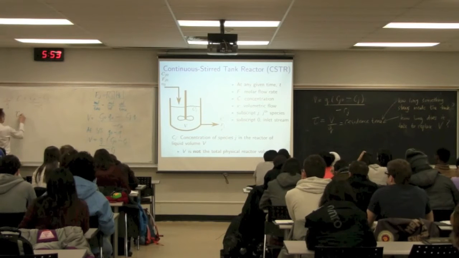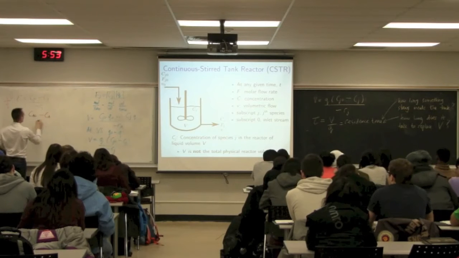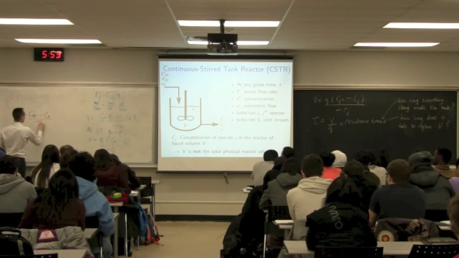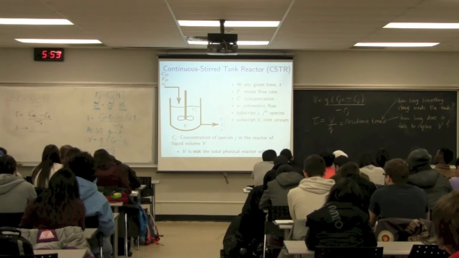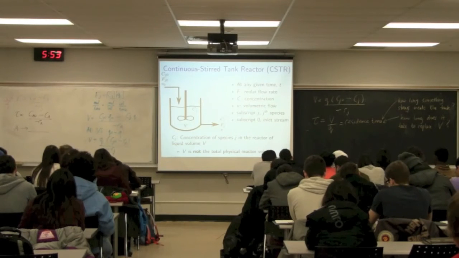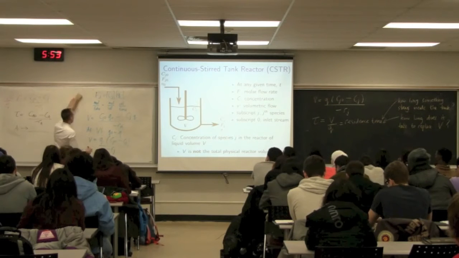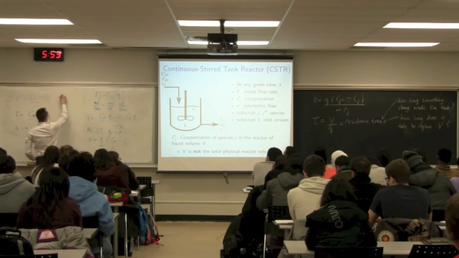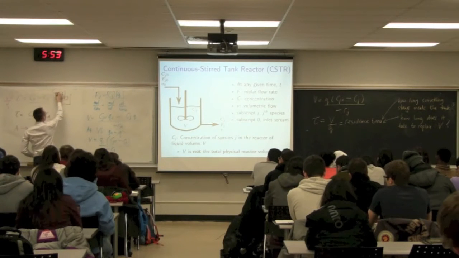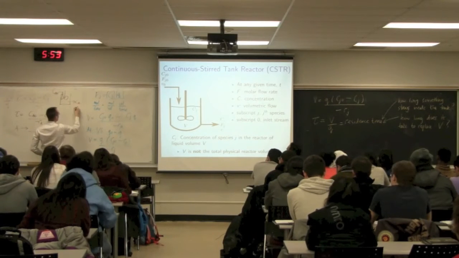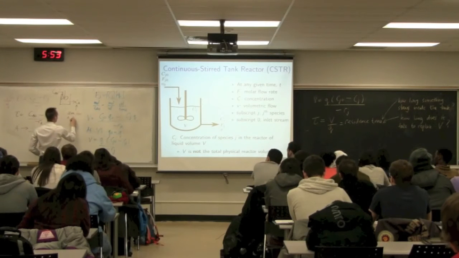Let's take a specific example. The residence time is equal to CA0 minus CA divided by minus RA. Let's consider a system where A goes to some products. If I'm aiming for a specific CA leaving the reactor, so here's my reactor, I've got CA0 coming in, I've got CA leaving. Aim for a specific CA.